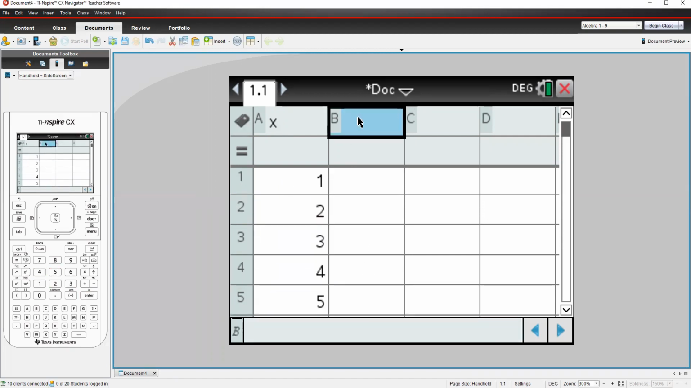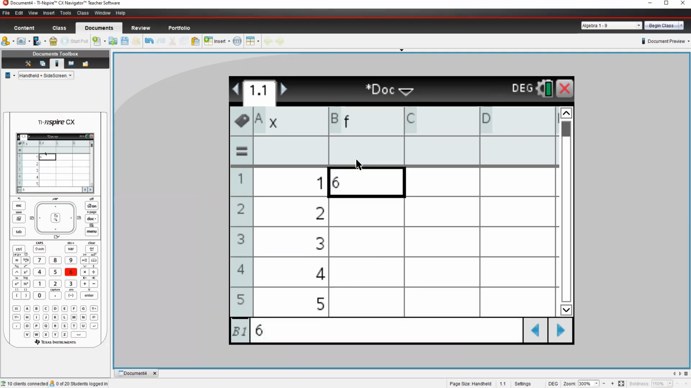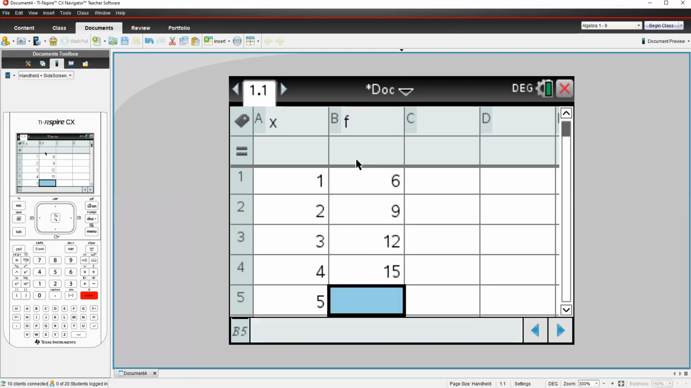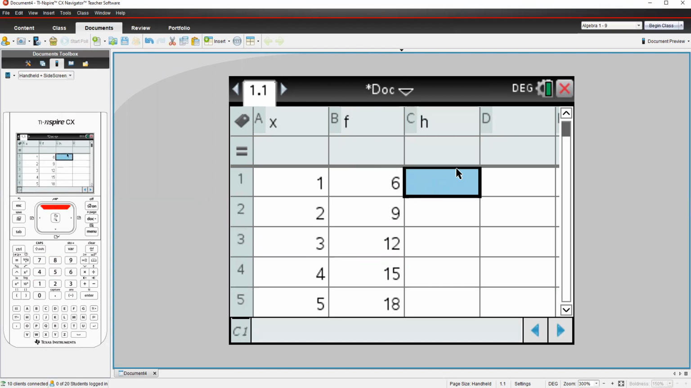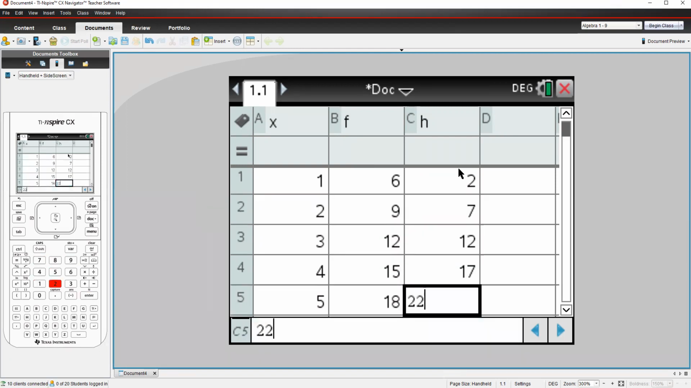Come over here. I'm going to make this F. Don't put f of X because you can't put 2 letters together. So just put F. And then down here, I'm going to put 6, 9, 12, 15, 18. Got that. Now I'm going to come here and I'm going to put h of X. So I put h. And then this one is going to be 2, 7, 12, 17, 22.